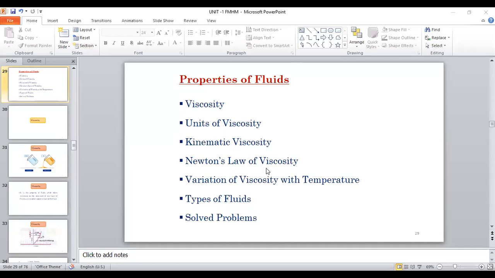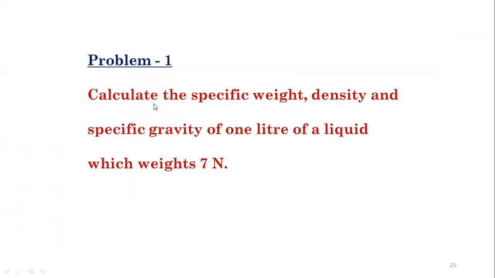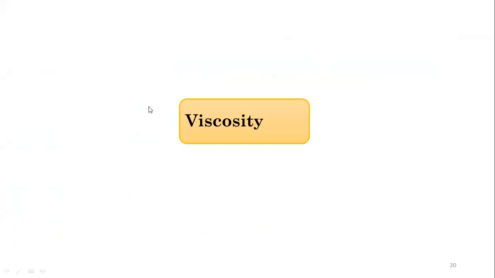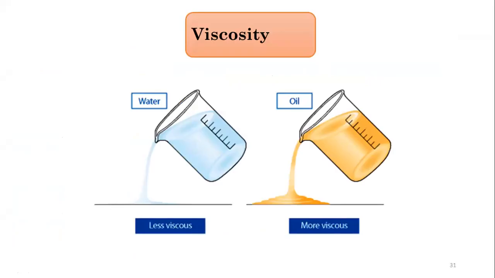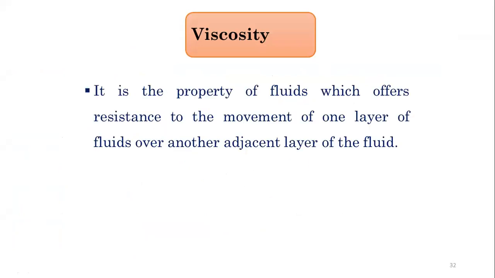Yes, right. So the next property of the fluid which you are seeing is viscosity. Viscosity will be different for different fluids. So what is viscosity? It is a property of the fluid which offers resistance to the movement of one layer of the fluid over the adjacent layer of the fluid.